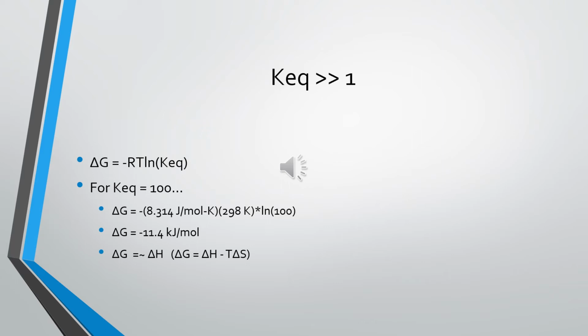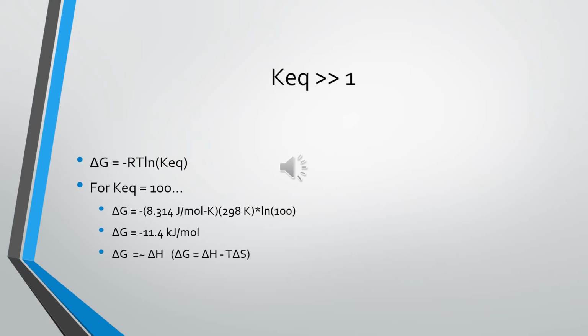So we can actually do the math and figure out what free energy change is associated with an equilibrium constant of 100. It's simply a plug-in exercise. The value of the gas constant, R, is 8.314 joules per mole Kelvin. At 298 Kelvin, which is room temperature, the natural log of 100, right, KEQ is 100, gives us a delta G of minus 11.4 kilojoules per mole, okay?